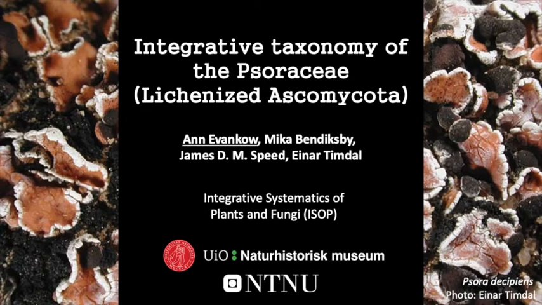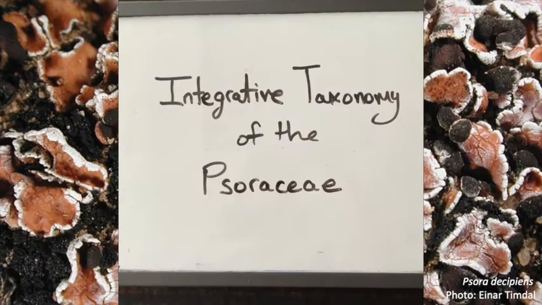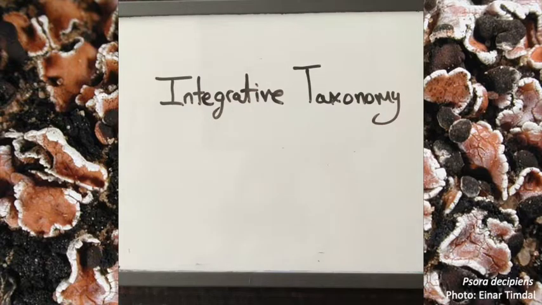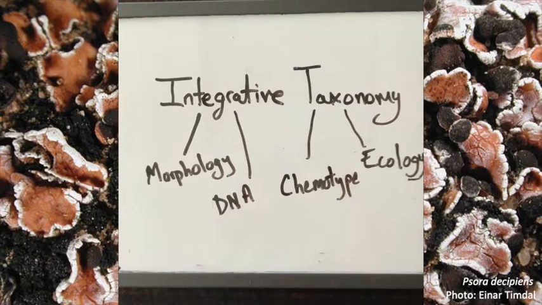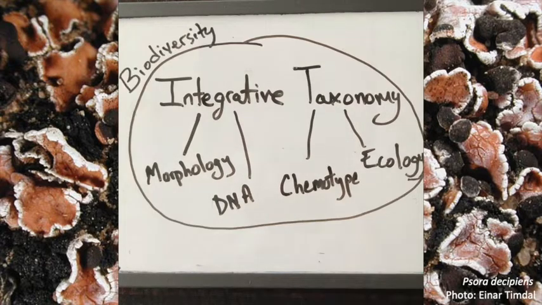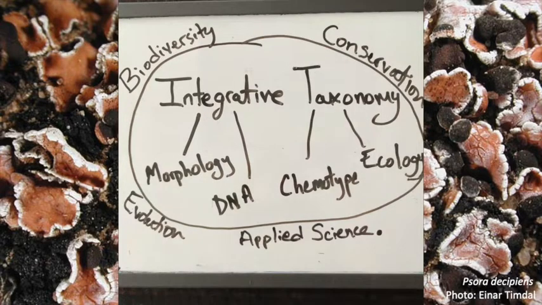Today I'm going to introduce one of my projects that is still in progress using stop-motion animation. My research focuses on the integrative taxonomy of the lichen family Psoraceae. I'm using integrative taxonomy because it combines different information about species, such as the morphology, DNA, chemotype, and ecology, in order to better understand things like biodiversity, conservation, evolution, and applied sciences.